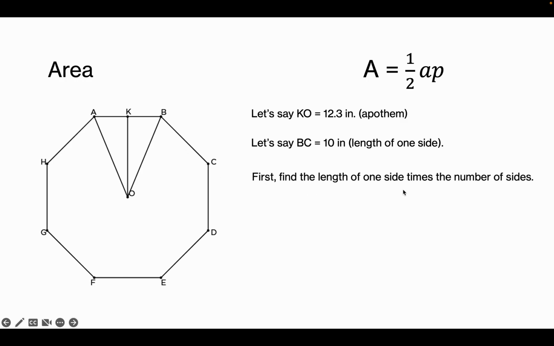First, find the length of one side times the number of sides. 10 times 8, 1, 2, 3, 4, 5, 6, 7, 8, equals 80 inches around. So here's my formula again. A equals half the apothem times the perimeter. And I pop in the numbers. And the end is area equals 492 inches squared. Ta-da! All right, let's go ahead and do some work with this.